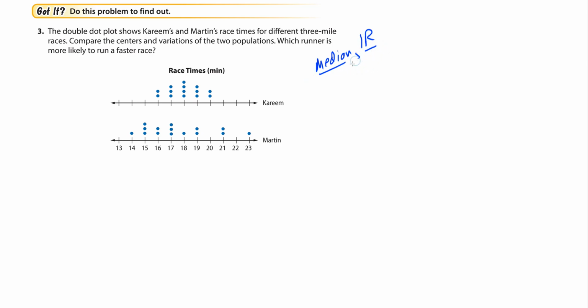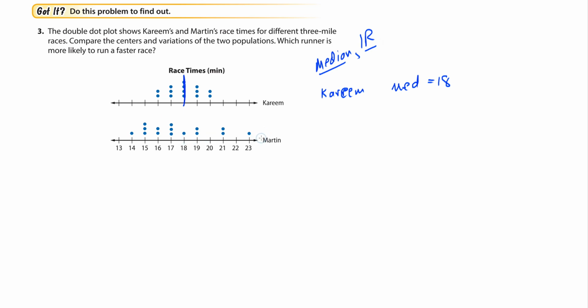The median for Kareem is really easy because it's symmetric. This middle part is the median because look, there's the same number of dots on either side of it. So Kareem's median is really easy to do. It is 18 because these 4 dots in the middle of his dot plot are at 18.